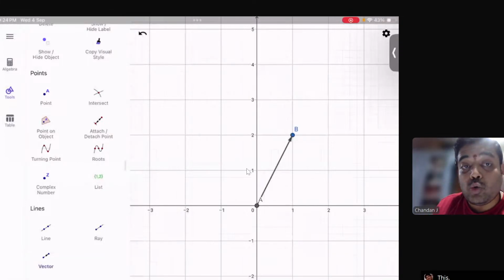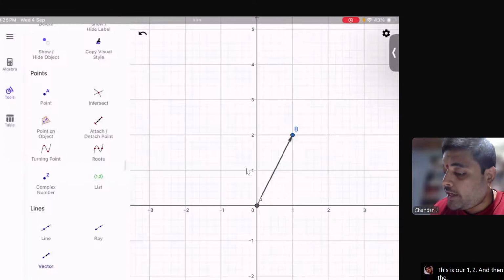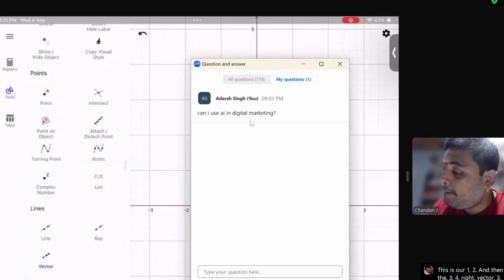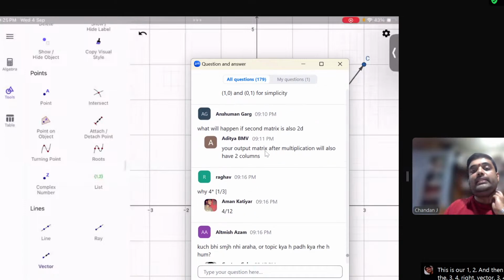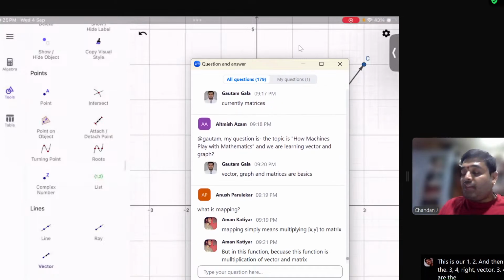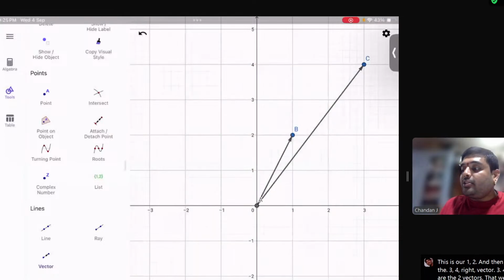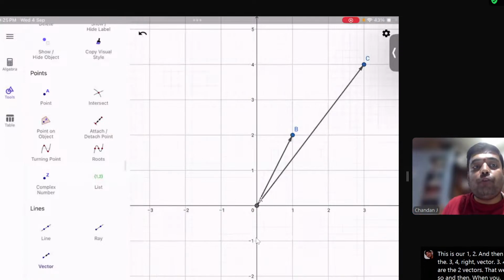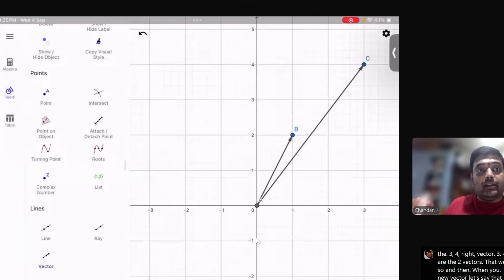This is our 1, 2. And then we had 3, 4, right? Vector 3, 4. These are the two vectors that we had. So, when you take a new vector, let's say you are taking 2, 3.